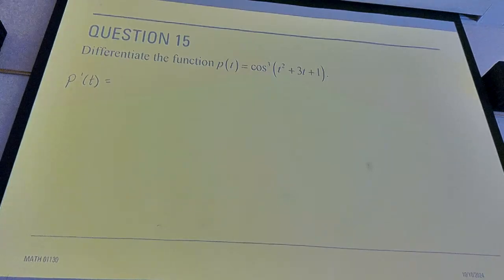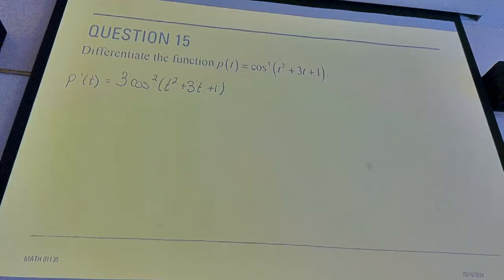And so go step by step. What would be the first piece of the derivative? 3 cosine squared, 3 cosine squared what? Of t squared plus 3t plus 1. Is that it? Or is there more?